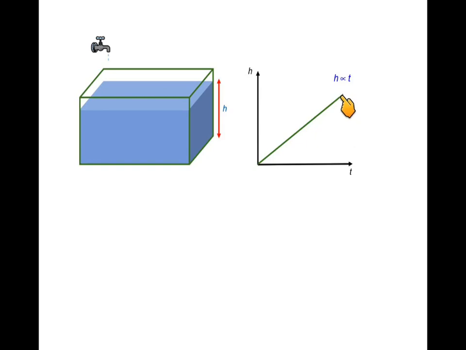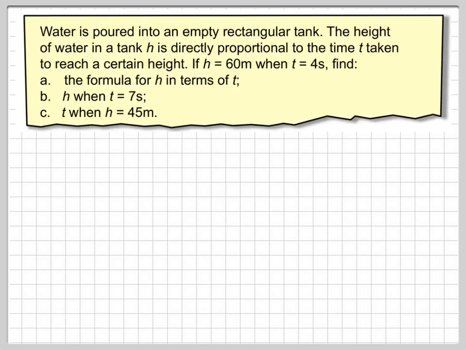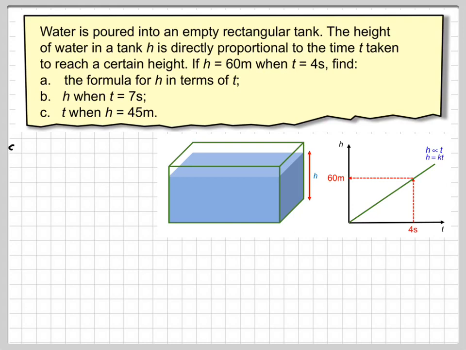So we have to have a constant in order to make a formula. The formula will be H is equal to some constant times T. It's like y is equal to mx, where k is a constant which has to be found. Now the constant can be found because we know that at 4 seconds the height of the water is 60 meters. So look at the diagram there.